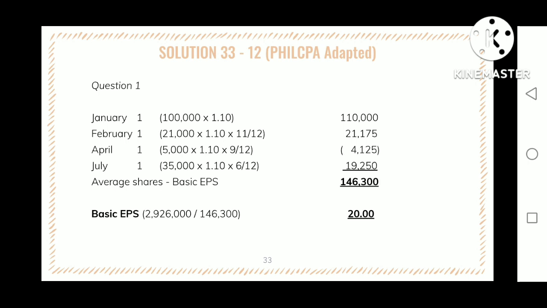Thus, meron tayong average shares sa basic EPS na 146,300. Gamit yung formula sa pag-compute ng basic earnings per share, meron tayong 2,926,000 divided by 146,300. So, meron na tayong basic EPS na 20 pesos.